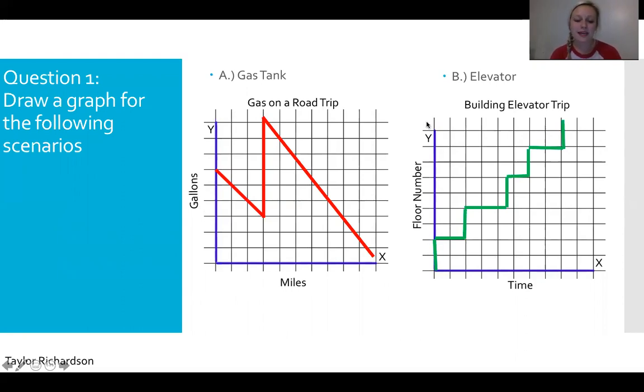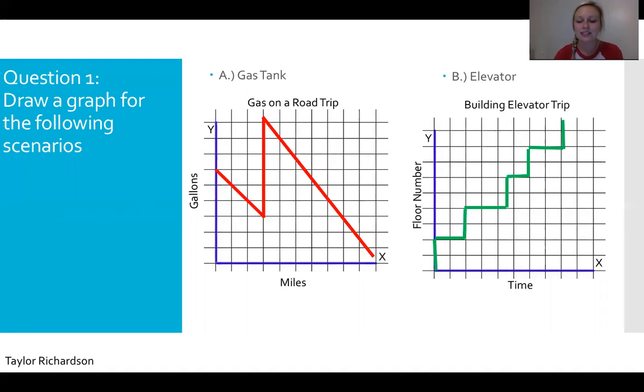In part B, we are asked to draw a graph that represents an elevator going up and stopping on the floors in a building. We can see this represented by the green line. We can see it goes up and then it stops and goes across the x-axis, and that is when it is stopped on a floor and it's letting people in and letting people off.